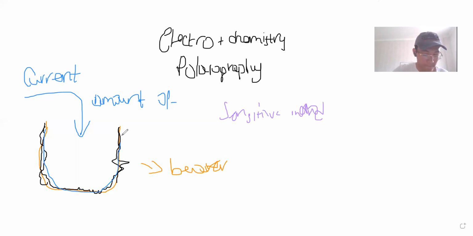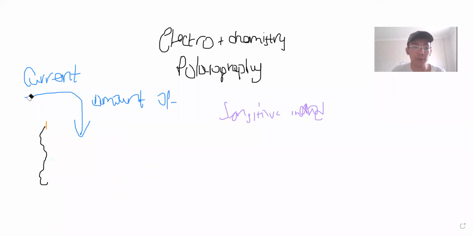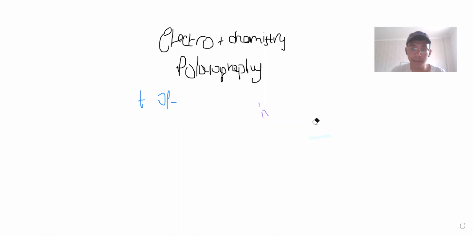So, if you know the definition of this method, let's move to the next part, where we will talk about the polarographic graph. Absolutely, the polarographic graph.